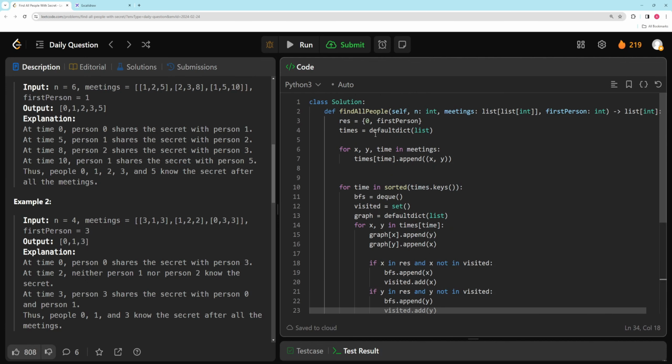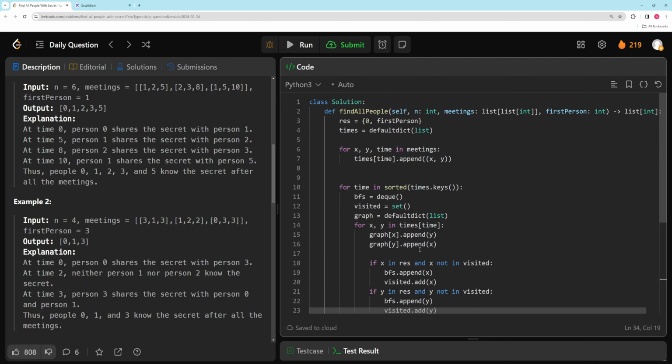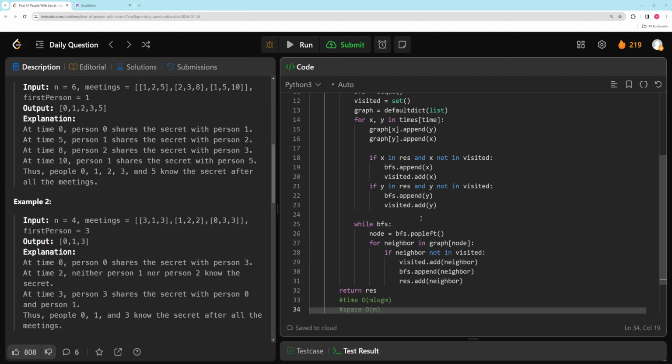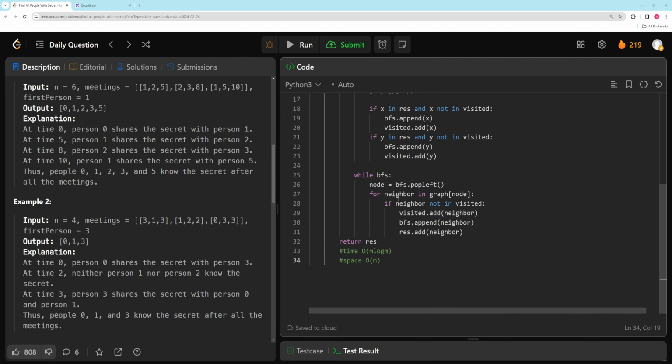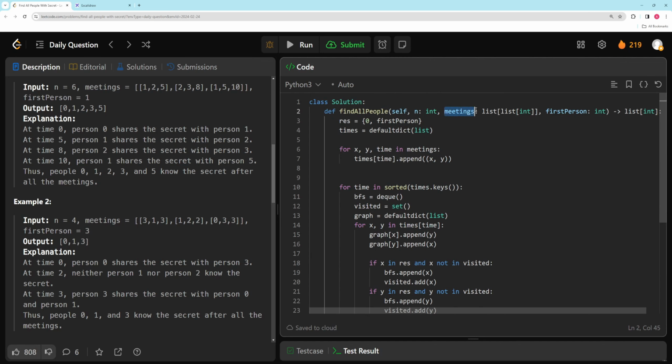And then for the space, we have the times, where we're going to put in meetings. So that's O of M. And for the BFS, we can't have more nodes than meetings. So that's also going to depend on M. So I think this is just going to be O of M. You can say maybe it's M plus N or something. But like I said, realistically, it mostly just depends on the meetings.